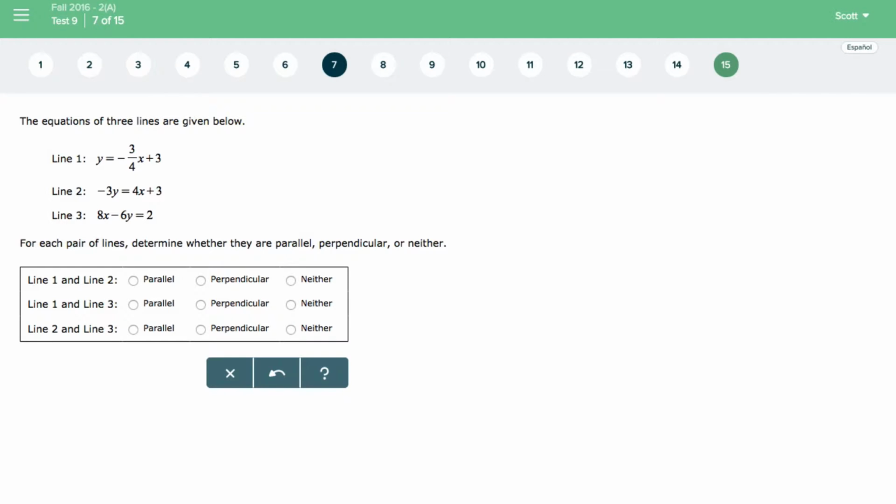Number 7. Number 7, we're given lines, and we need to find out if they're parallel, perpendicular, or neither. The first one, we see we have the slope right here given for us. Remember, to find slope, we have to solve for y. Y equals mx plus b. That's our slope. So we need to solve for y, get y by itself.